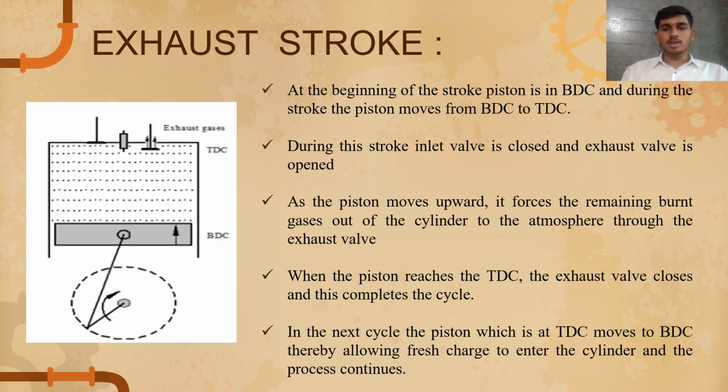So the last one is exhaust stroke. At the beginning of the stroke, the piston is at the bottom dead center, and during the stroke, the piston will move from the bottom dead center to the top dead center. And during this stroke, the inlet valve is closed and the exhaust valve is open. As the piston moves upwards, it forces the remaining burnt gases out of the cylinder to the atmosphere through the exhaust valves. When the piston reaches the top dead center, the exhaust valve closes and the cycle is completed.